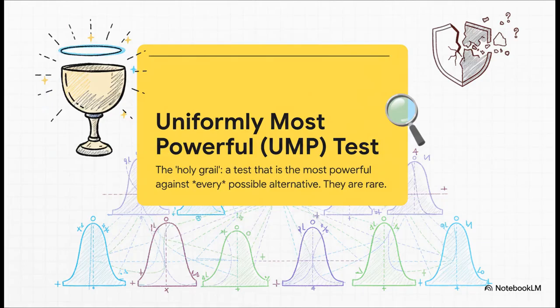Now, the absolute dream is to find what's called a uniformly most powerful test, or UMP test. This is the statistical holy grail. It's a single test that's the best, not just against one specific alternative, but against every single possible alternative. It's the one test to rule them all. But as you might guess, they are incredibly rare. For most complex, real-world problems, a single UMP test just doesn't exist.